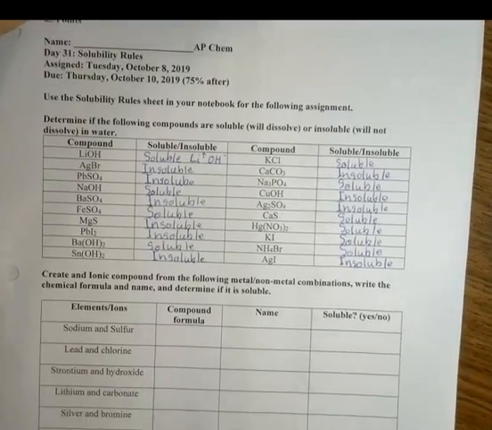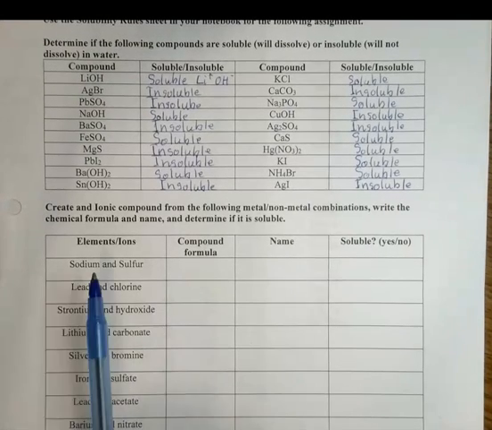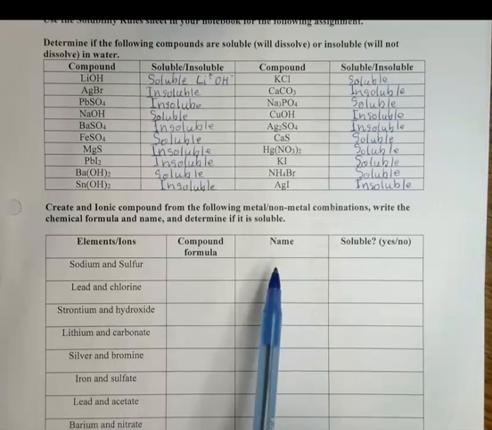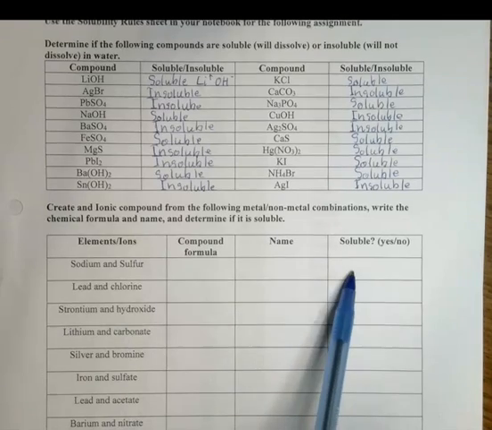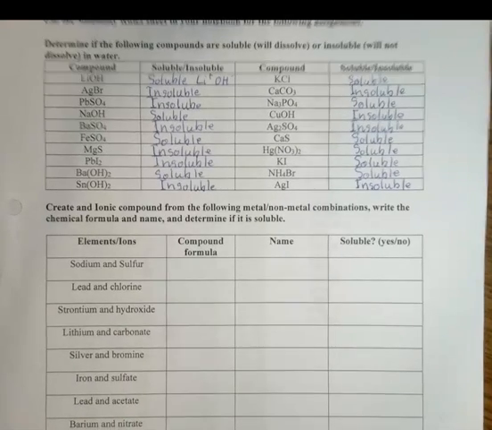Okay, let's move on. Now, I'm going to ask you to do something a little more sophisticated. I'm going to give you two elements and just their pure element name. I'm going to ask you to figure out how they combine and give the chemical formula. If there's more than one possible chemical formula, I'm going to go with the simplest one, the one that has the least number of atoms. Then I want you to give the name for them. And then I want you to state, based on what we just did up here, whether it is a soluble compound or not a soluble compound, okay?